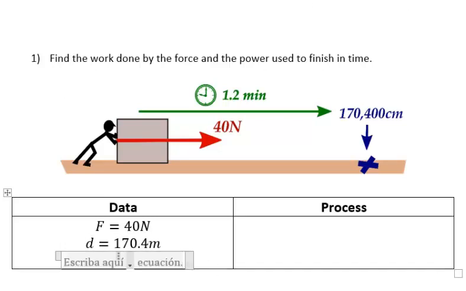And the time that we have to do such a task is 1.2 minutes. Now, because it's in minutes, we need to convert it to seconds, because we do not use minutes, we use seconds. So to convert 1.2 minutes to seconds, you need to multiply it by 60. 1.2 times 60 is going to give you 72. Okay, 72 seconds.